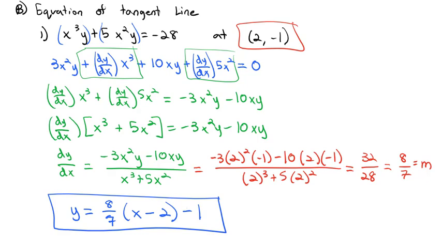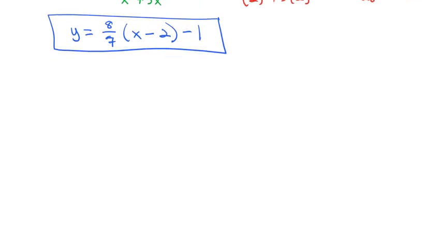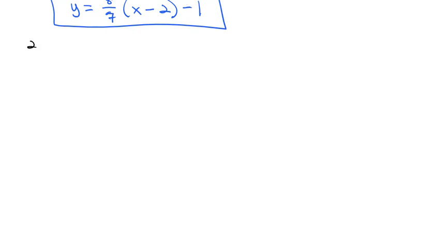Let's do one more example. It's got a trig function in it. 2 cosine of xy equals y. And we're going to find the equation of the tangent line at (pi over 3, 1). We'll do this implicitly because it's almost impossible to solve for y. At least it would be quite tedious.